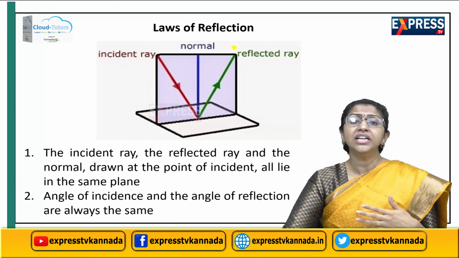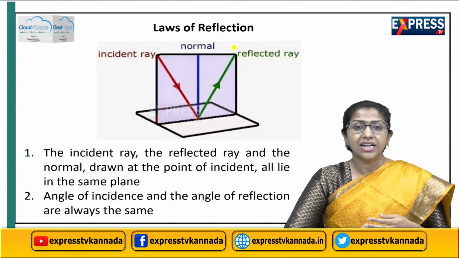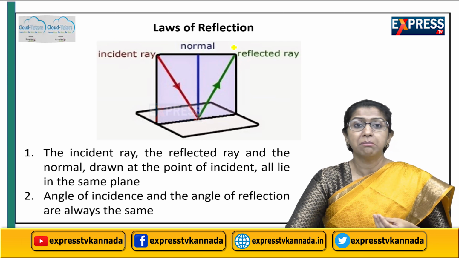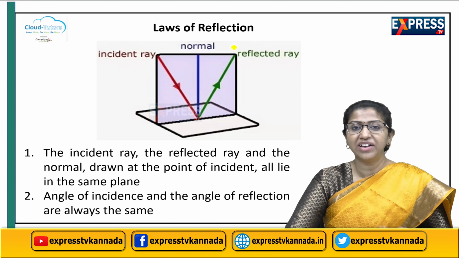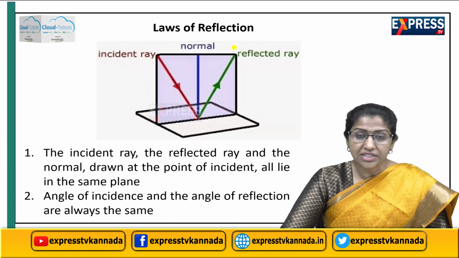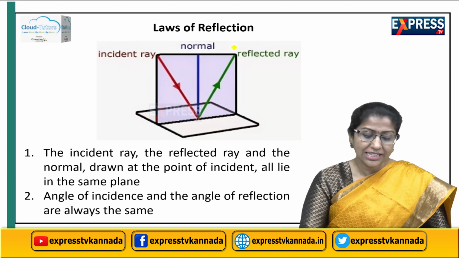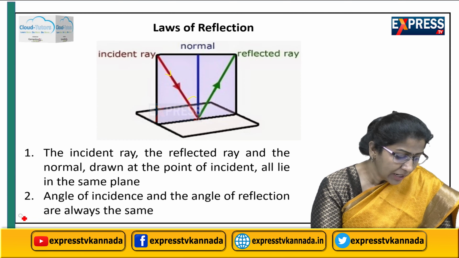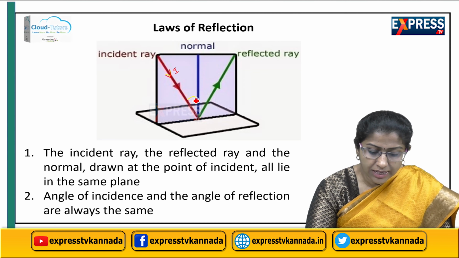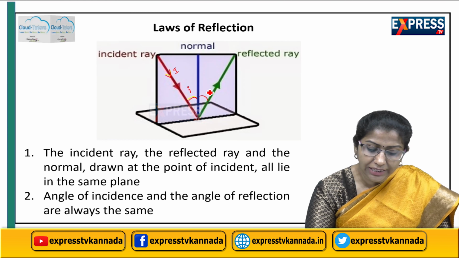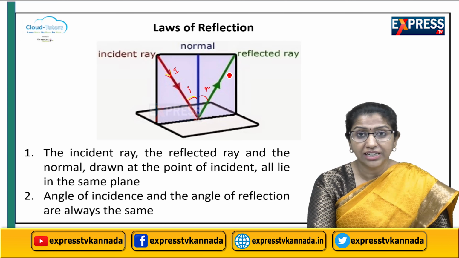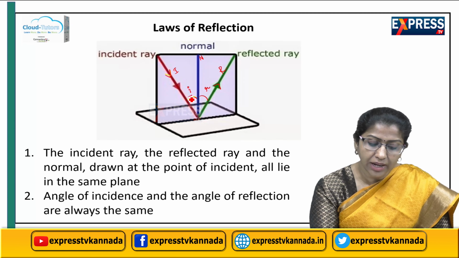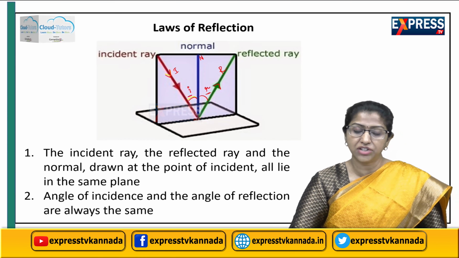Okay? What does the second law state? The second law is very simple. Angle of incidence is equal to the angle of reflection. I'm sure you would have memorized this and you all remember this very clearly. What is this angle of incidence and what is this angle of reflection? The angle made by the incident ray, let's call it angle I, and the angle made by the reflected ray, let's call it angle R, with the normal are called the angle of incidence and angle of reflection.